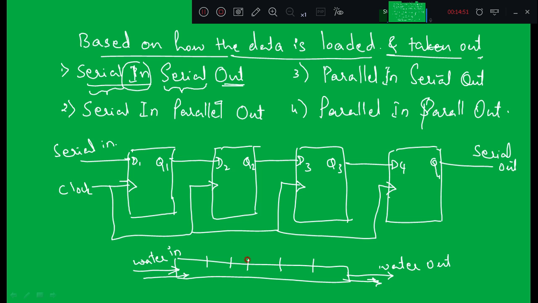So in the same manner, whatever data you load in the first flip flop, right? That has to be taken out from the fourth flip-flop itself, right? So this pipe has 4 flip-flops, you can say, right? So you don't have any exit points, right? I have one entry point at this point and only one exit point at this point, right? So let us say now D1 is loaded with 1, that means that 1 will get loaded in the first flip-flop. So when the first control input is applied, this one gets loaded into the first flip-flop, right?